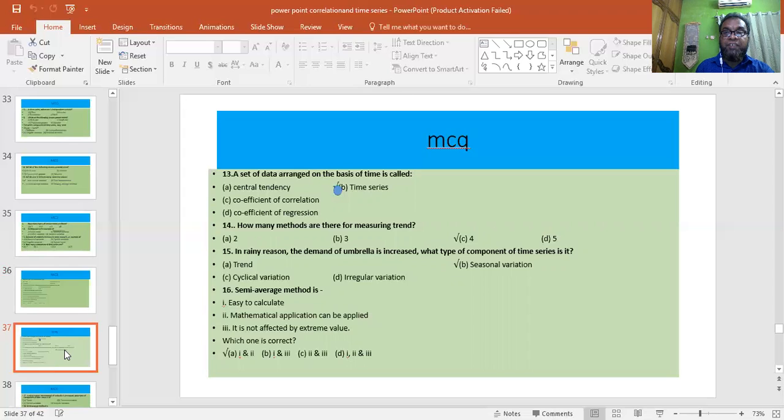Though the first three belong to your syllabus, the number of methods are four. The fourth method also exists. So there are four methods. In rainy season, the demand of umbrella is increased. What type of component of time series is it? Seasonal variation.